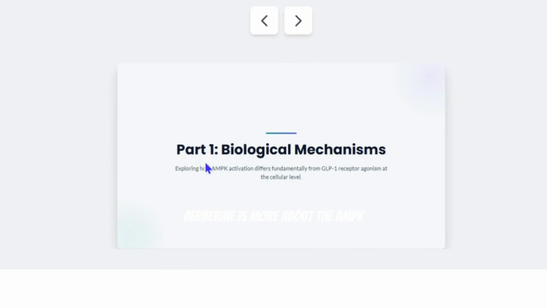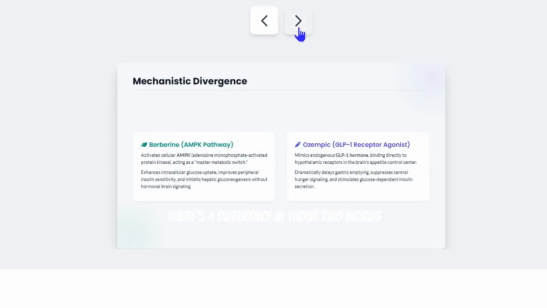Berberine is more about the AMPK, and we'll talk about that. It's on the cellular level. And then GLP-1 is what Ozempic is doing. You may have noticed there's a difference in those two words. So Berberine is an AMPK pathway. This is going to help you as it is the master metabolic switch.